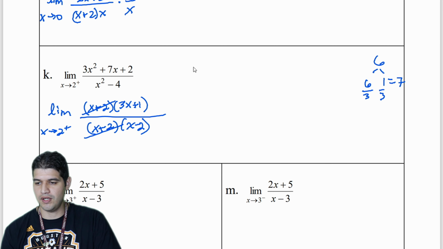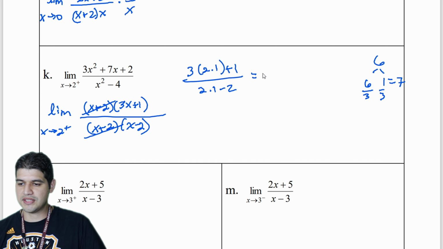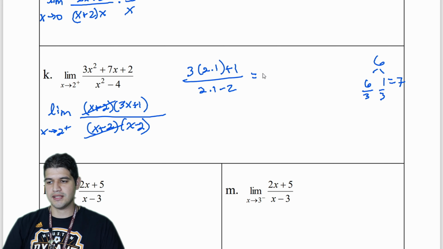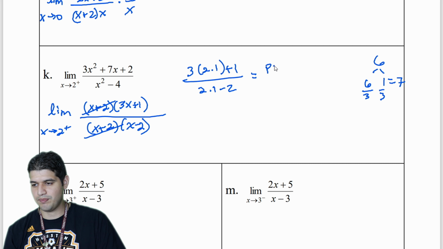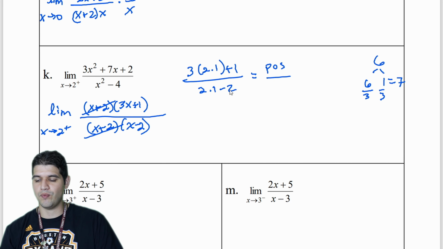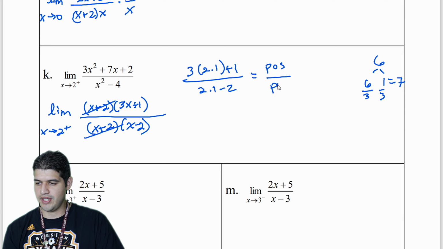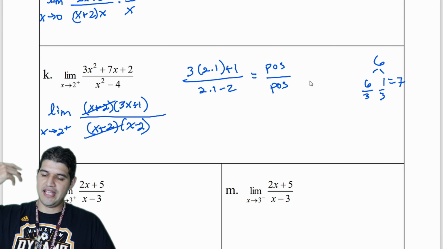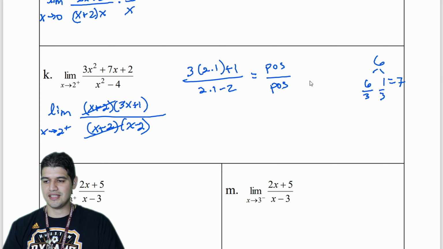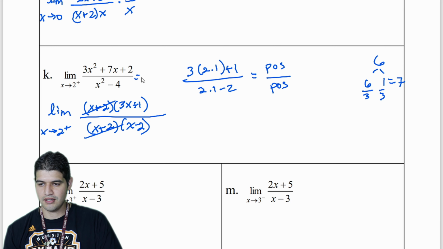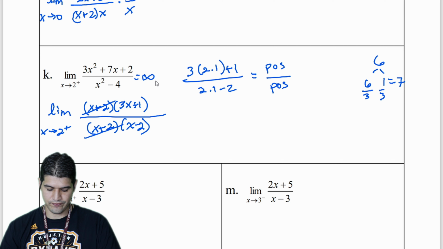Let's use 2.1. So 3 times 2.1 plus 1 over 2.1 minus 2. And let's just look at what the signs are doing. So in my numerator, I get a positive plus a positive number, so I get a positive in my numerator. And in my denominator, I get 2.1 minus 2, so I still end up with a positive number. So positive there, which means the infinity that it's going to is actually positive infinity. So this comes out to be positive infinity in this case.